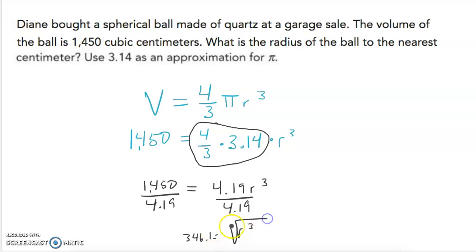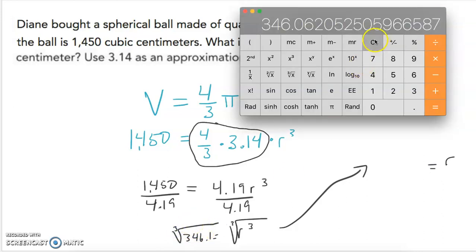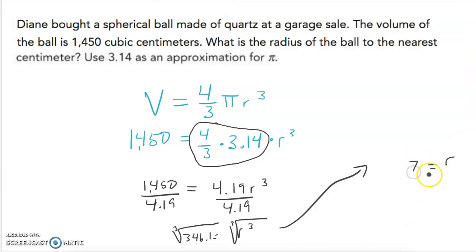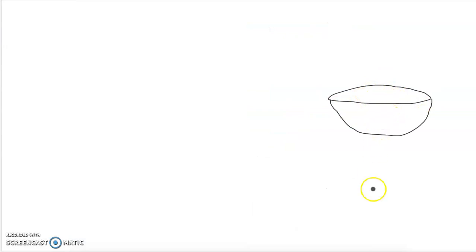The cube root of r cubed is r. Now we're going to find the cube root of 346.1. We're doing the cube root, and we're going to get 7.0. Let's just say 7. So therefore, the radius would be equal to 7 centimeters.